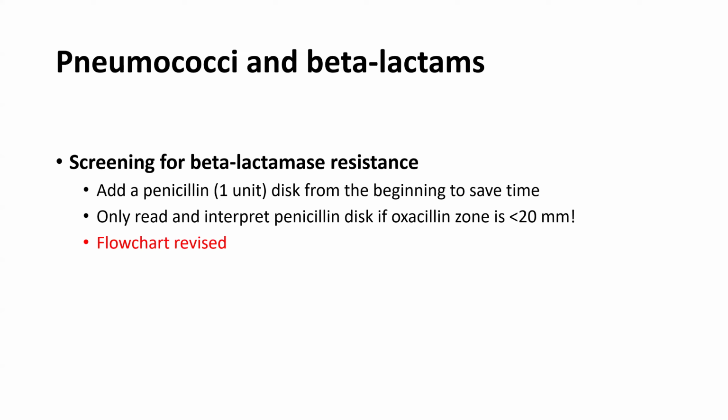So the big difference is that we have a new breakpoint for the benzylpenicillin, and the screening flowchart has also been revised to make it easier for everyone and not have to do the benzylpenicillin MIC. So in short, you have to add a penicillin 1 unit disc from the start. You'll save time for the ones that aren't completely susceptible. And then I'll show you the revised flowchart.